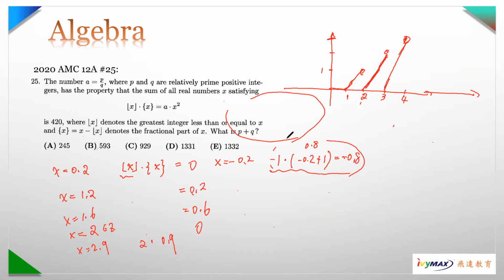However, we know that on the right, a times x squared, a is positive. So we want to find the intersection of this expression on the left and the parabola. So the parabola is all positive, right? So obviously on the left side, if x is less than 0, there's no intersection. Okay, we don't need to worry about that anymore.